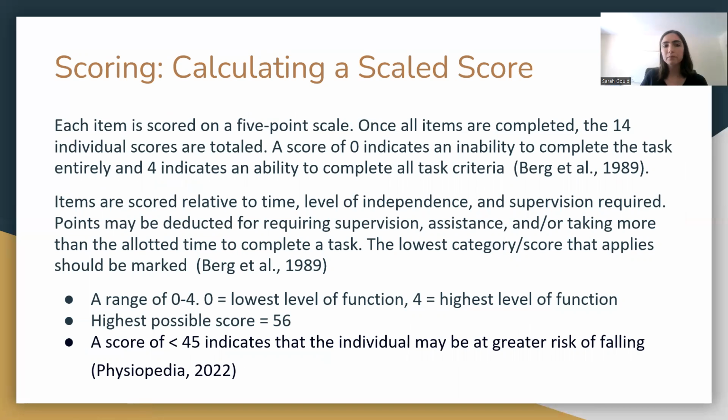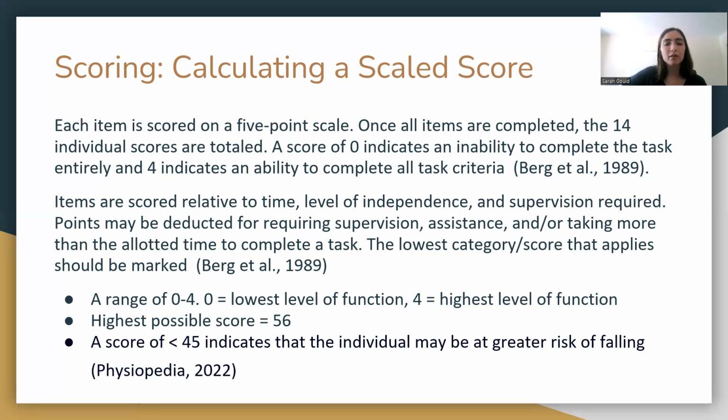In terms of scoring, each item is scored on a 5-point scale. And then once all of the 14 items are completed, the individual scores are totaled. So a score of 0 indicates an inability to complete the task entirely, and 4 indicates an ability to complete all of the task criteria. And you'll see if you look at the Berg scale itself that the items are scored relative to time, level of independence, and supervision required. Points can be deducted for requiring supervision, assistance, or taking more time than allotted to complete a task. And the lowest category or score that applies for the client should be marked.